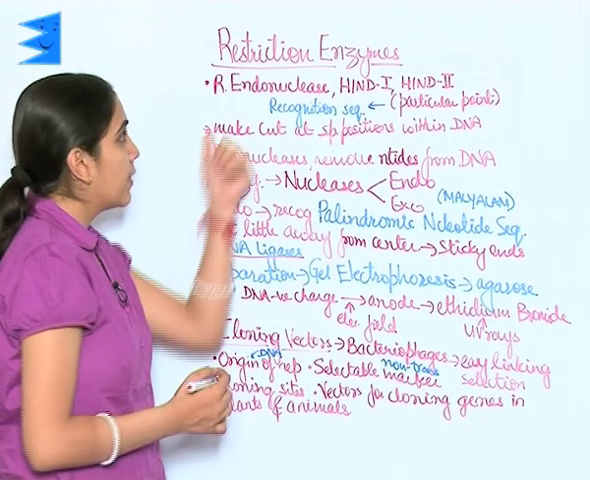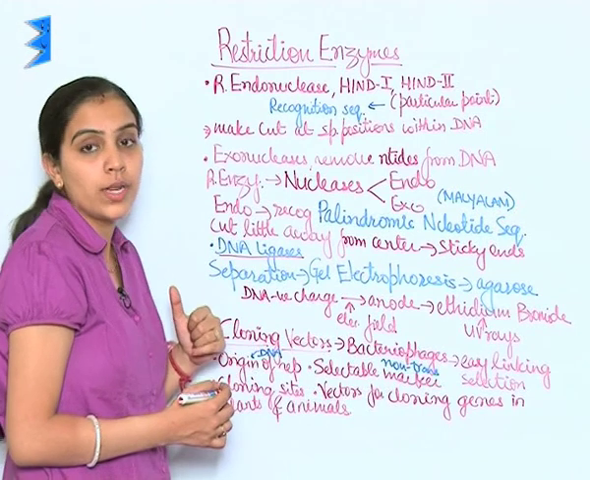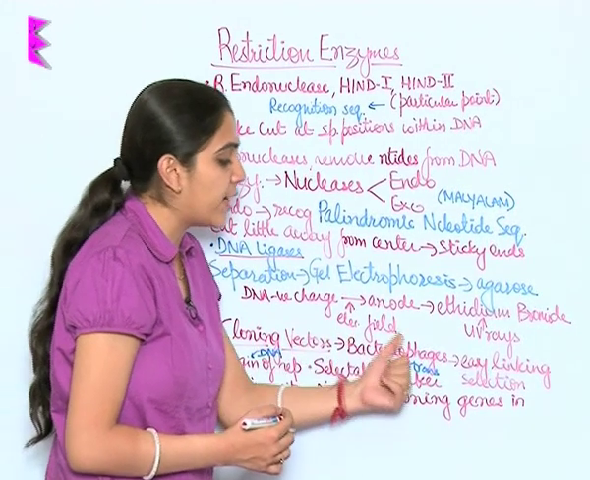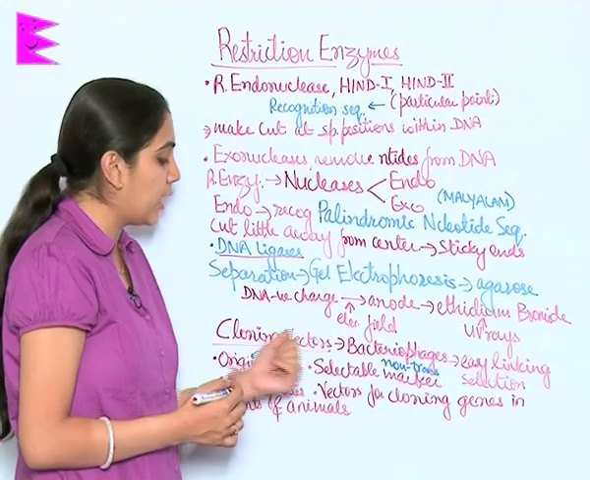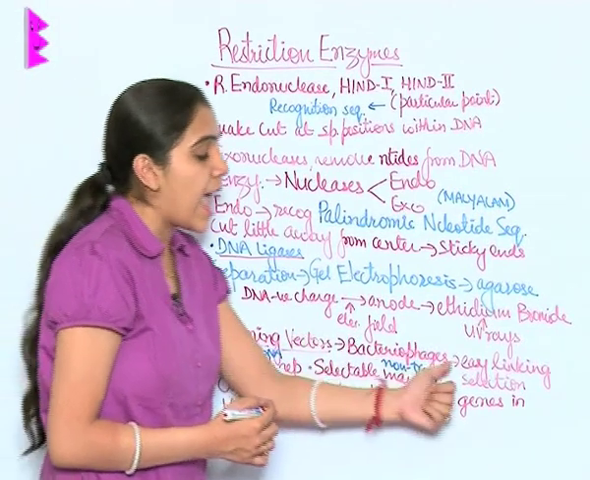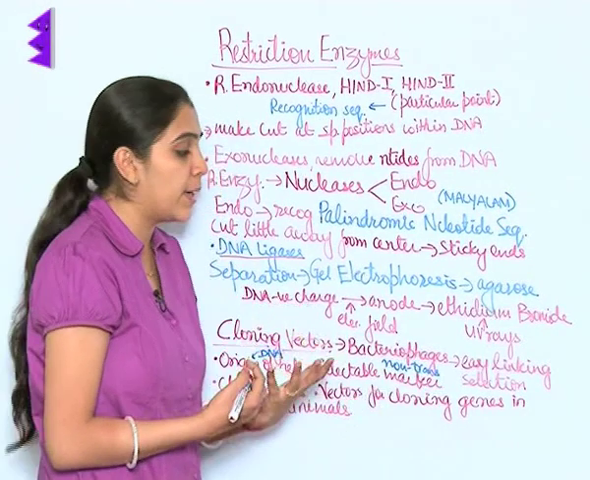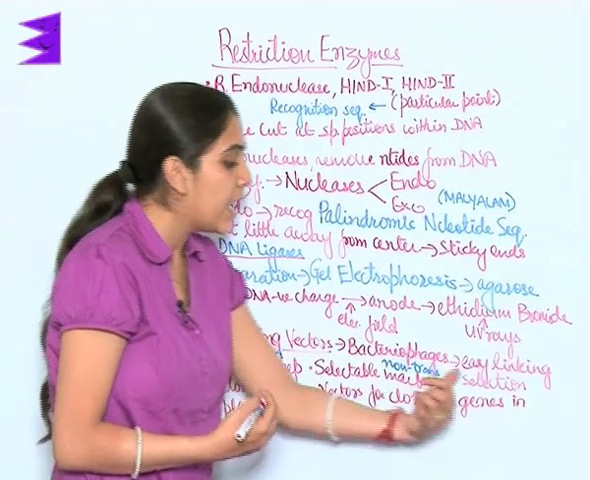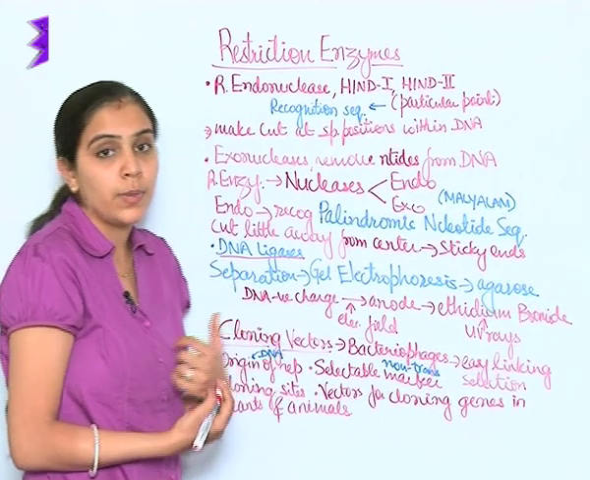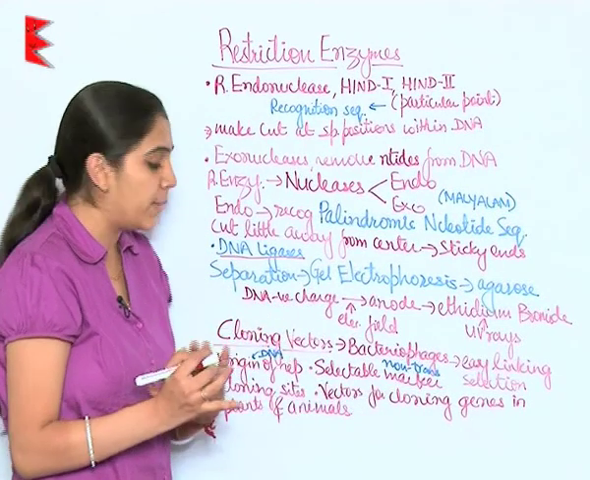Cloning vectors. This was the first tool. The second tool is cloning vectors. Bacteriophages are commonly used as cloning vectors as they are easily able to link with foreign DNA, and it can also select between normal DNA and recombinant DNA.